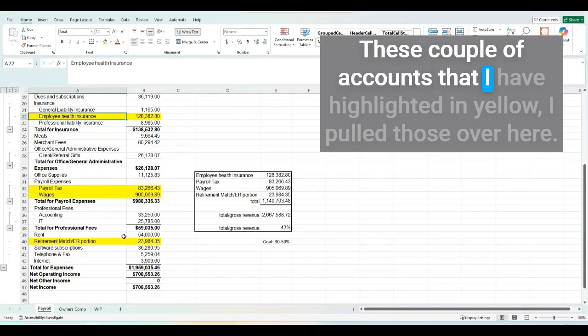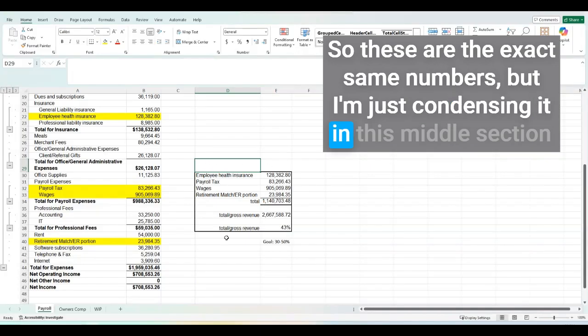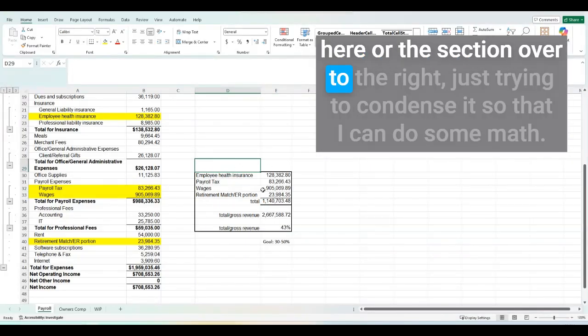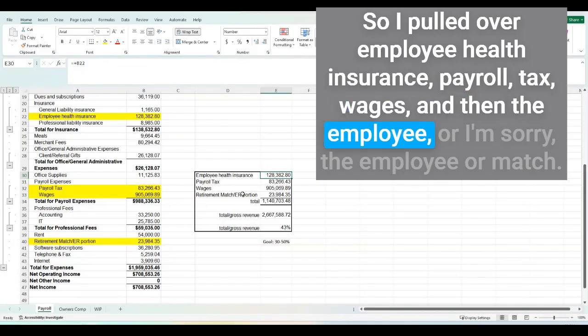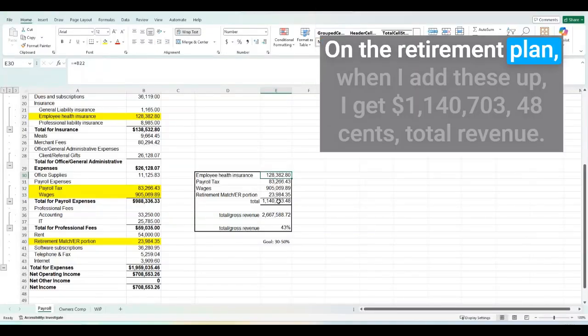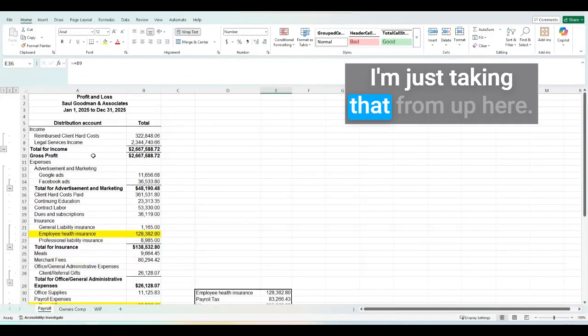These accounts that I have highlighted in yellow, I pulled over here. These are the exact same numbers, but I'm just condensing them in this section to the right so that I can do some math. I pulled over employee health insurance, payroll tax, wages, and the employer match on the retirement plan. When I add these up, I get $1,140,703.48.